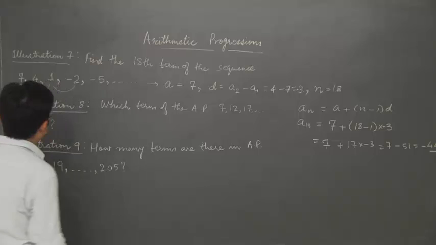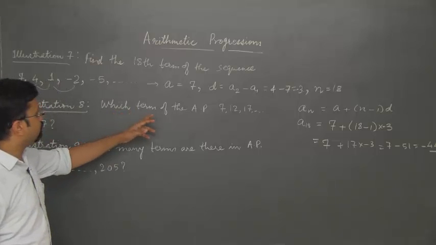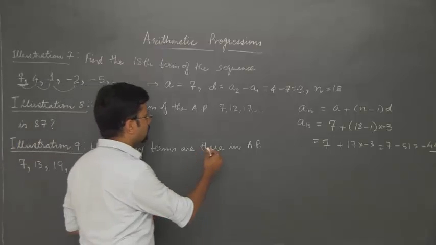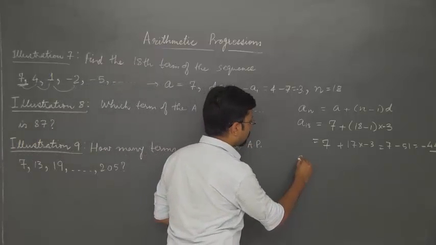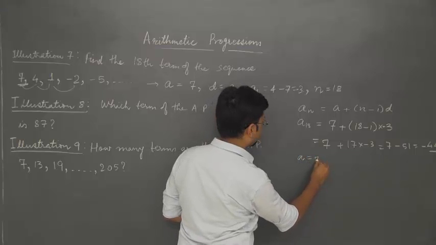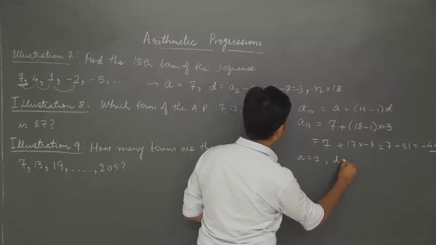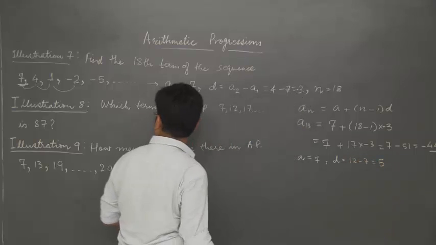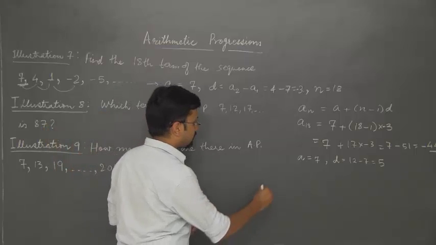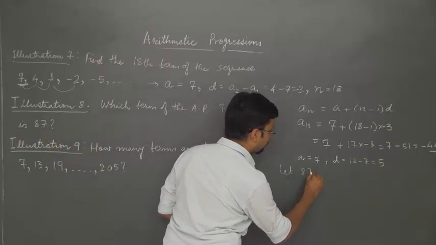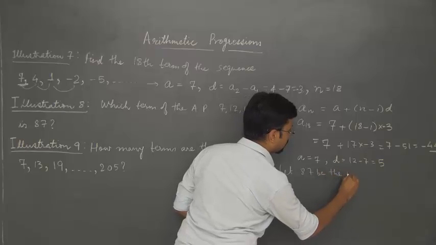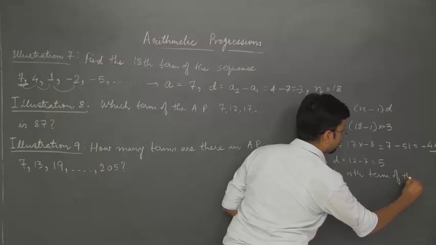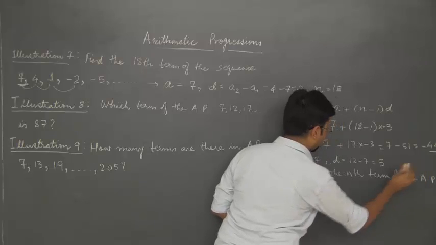Let us take the second illustration. The second illustration is: which term of the AP 7, 12, 17 is 87? Now it is given that this is an AP where the first term is 7. The common difference is 12 minus 7, which is equal to 5. Now we have to find which term is 87. Let 87 be the nth term of the AP.